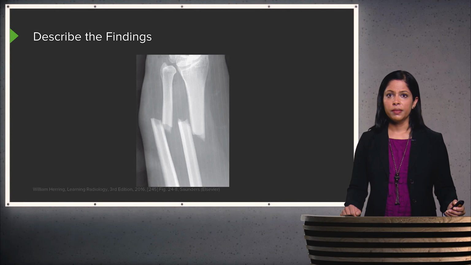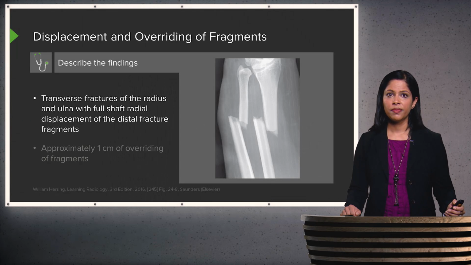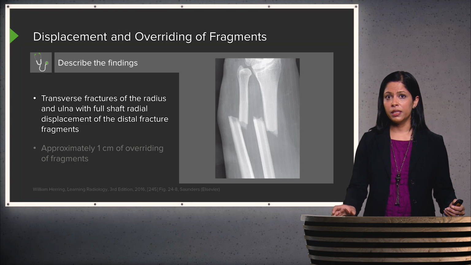So let's take a look at this. How would you describe this fracture? So this is displacement and overriding of fracture fragments. So we have transverse fractures of the radius and the ulna, and we have full shaft radial displacement of the distal fracture fragment. So here we have the radius, and here we have the ulna. We have transverse fractures of each one, and then the distal fragment is displaced a full shaft in the radial direction. There's approximately 1 centimeter of overriding of fracture fragments as well.